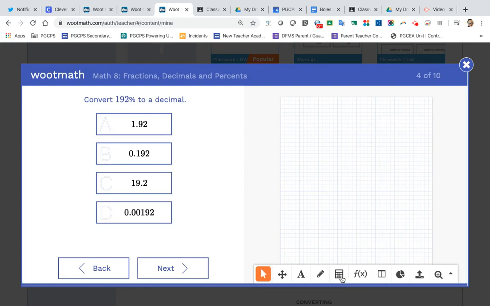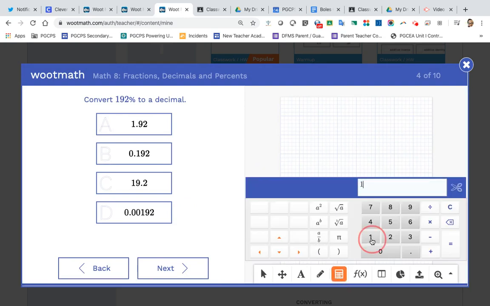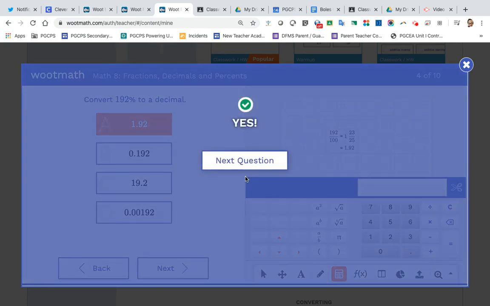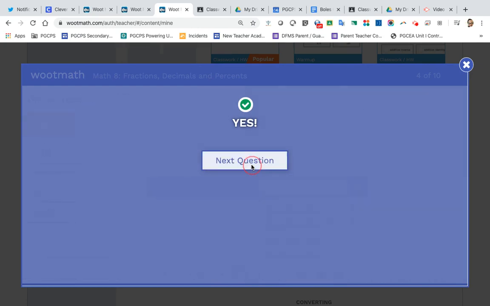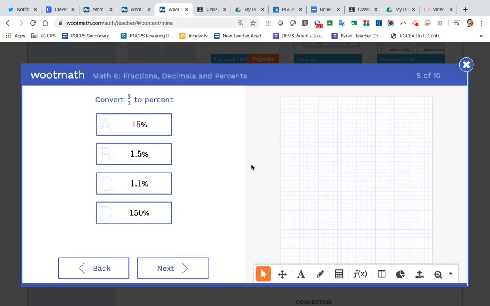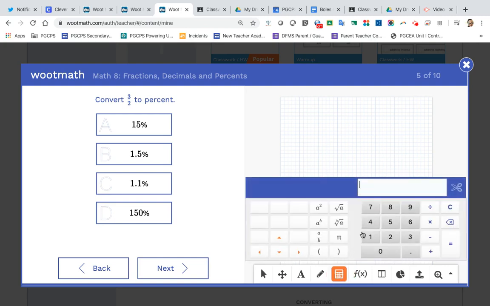I got 192%. Put 192 without the percent and divided by 100. 1.92. And look, I'm already on question number 5. Question number 5. So I'm going to put 1.3 divided by 2.